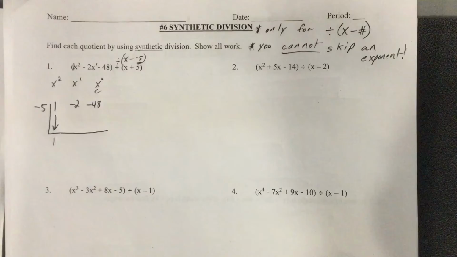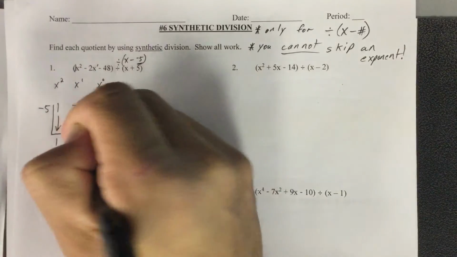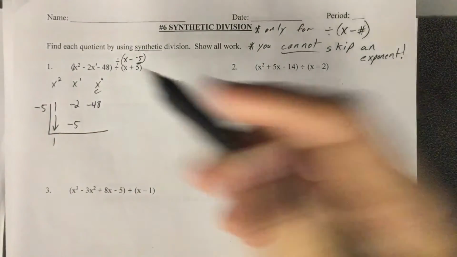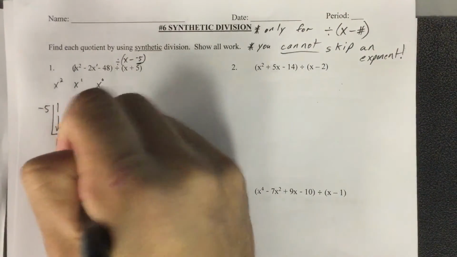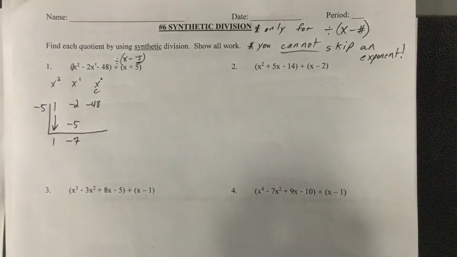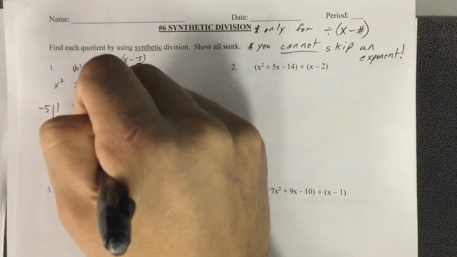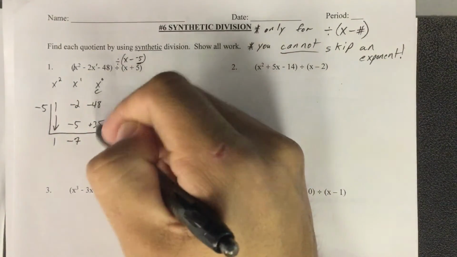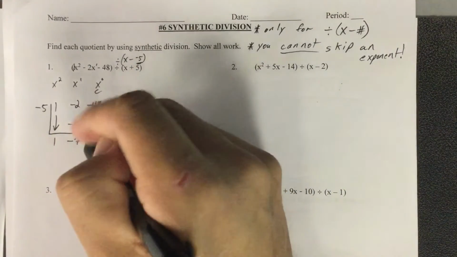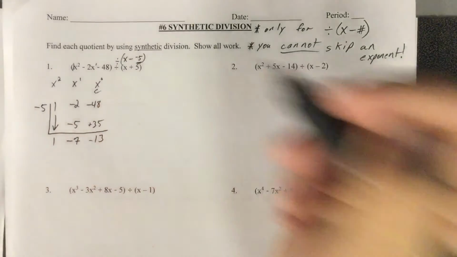Okay, now we're doing kind of like we did division. What is negative 5 times 1? It's negative 5. Now I add these. What is negative 2 and negative 5? Negative 7. Very good. Thank you. What is negative 5 times negative 7? Negative times a negative is positive. It's 35. When I add this up, negative 48 plus 35 is, the negative is bigger, and 48 minus 35 is 13.